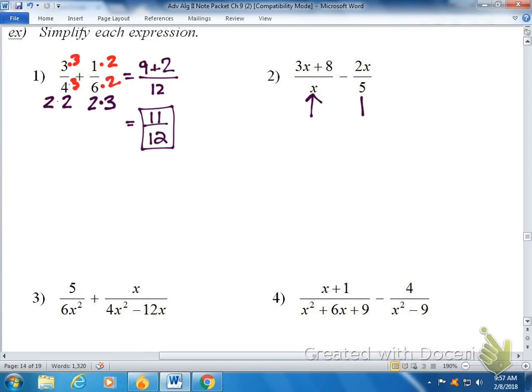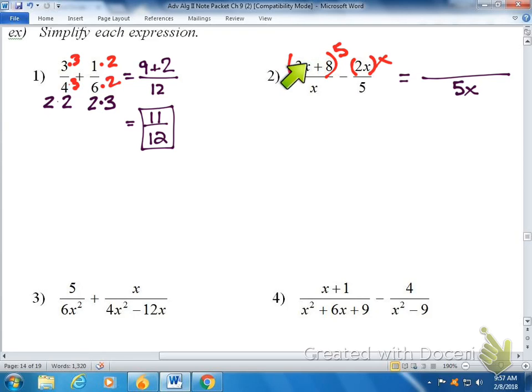So they're actually already broken down into their prime factors. So we're going to multiply each numerator by the other denominator. If I see a binomial in the numerator, I'm going to put parentheses around it, because you're going to have to multiply 5 times each of those, and then we'll have to multiply x times the monomial 2x. So it becomes all over the common denominator, 5x.